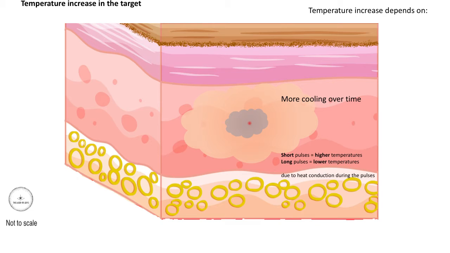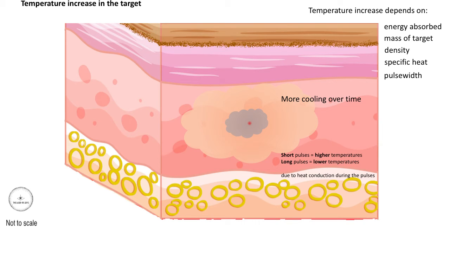So the temperature increase in the target depends on a number of factors. This includes the amount of energy that's absorbed by that target. The mass of the target is very important. Its density and specific heat capacity are also important factors. And then the pulse width, because as we can see, the long pulse widths will generate lower temperatures compared to shorter pulse widths. And also the delay between subpulses.